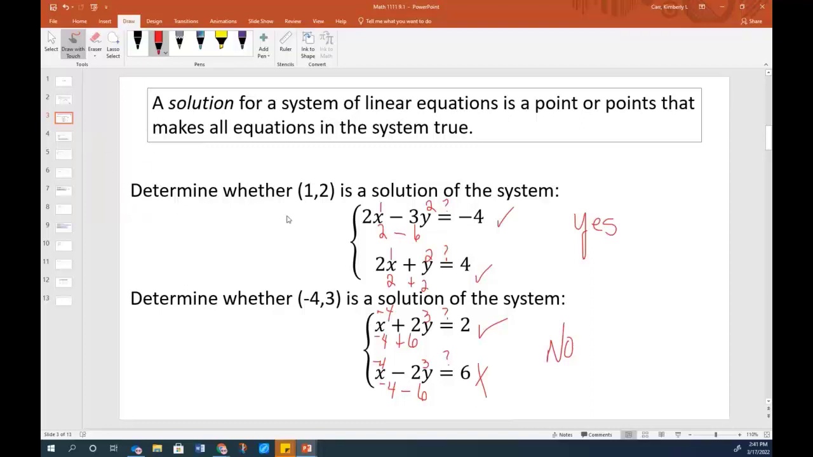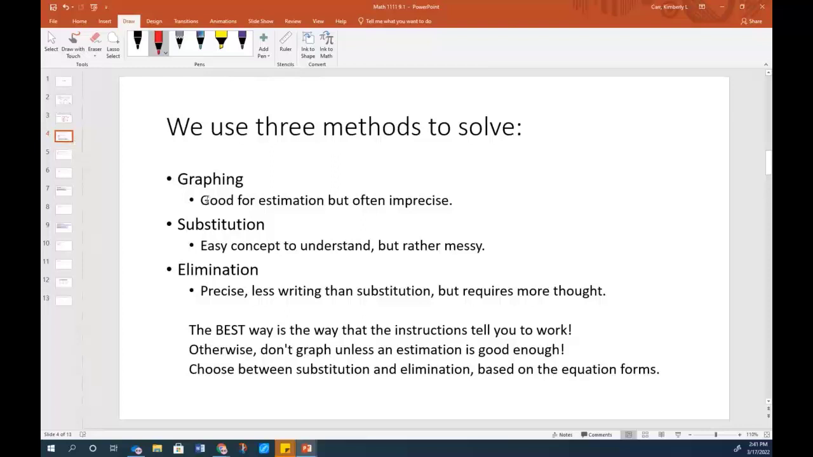Some of your homework will just ask you, is this a solution? So that's what you do, is you replace the values and see, yes or no, does it make them both true? Now, when you actually have to find the values on your own, we have three methods here. And over the next several slides, what I have is examples to show you graphing, and then substitution, and then elimination. And on some of those, we'll do the same example again, but by a different method so that you can see that they all work.